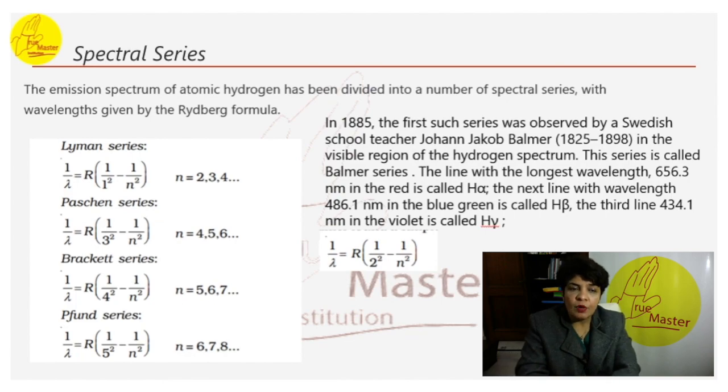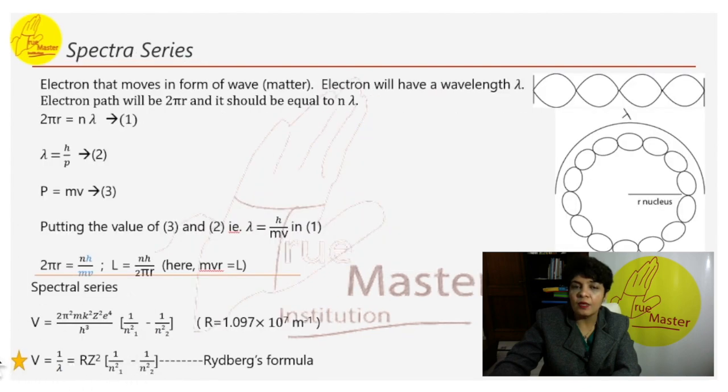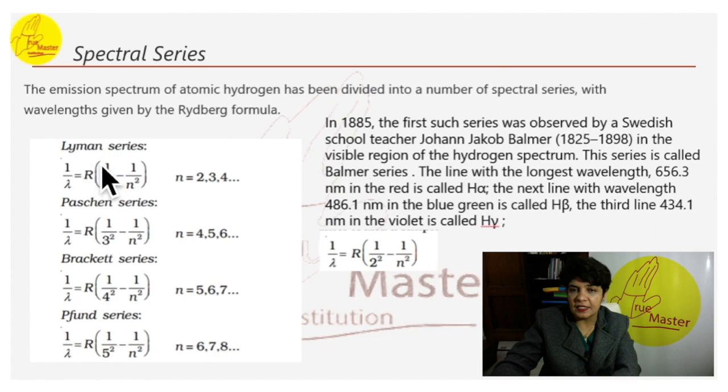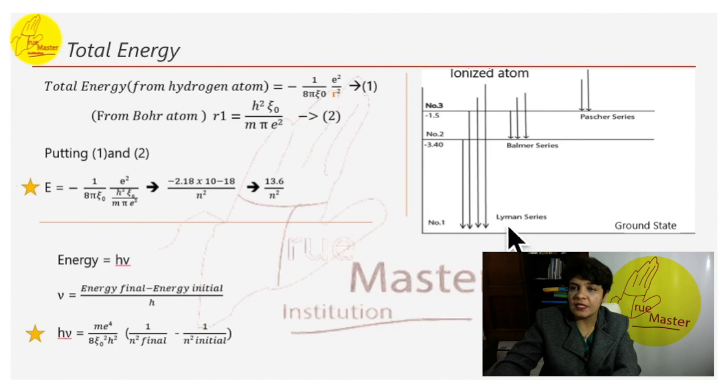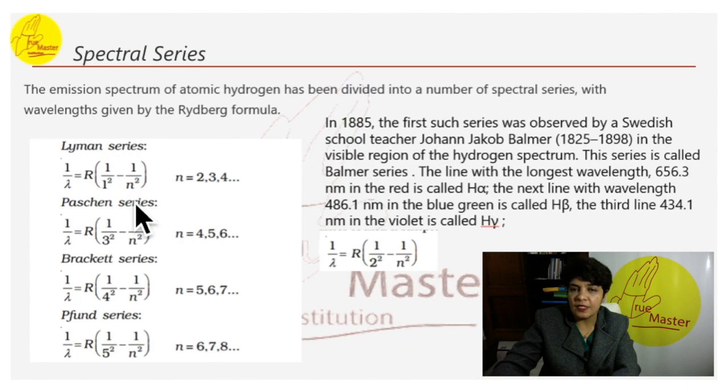The emission spectrum of atomic hydrogen has been divided into a number of spectral series with wavelengths given by Rydberg's formula. With the help of this formula, we are writing down the formula for the Lyman series. We are talking about the Lyman series, Balmer series and Paschen series. So the formula for the Lyman series will become this, for Paschen this, and similarly for all the series using this formula. I hope this session was helpful to you.